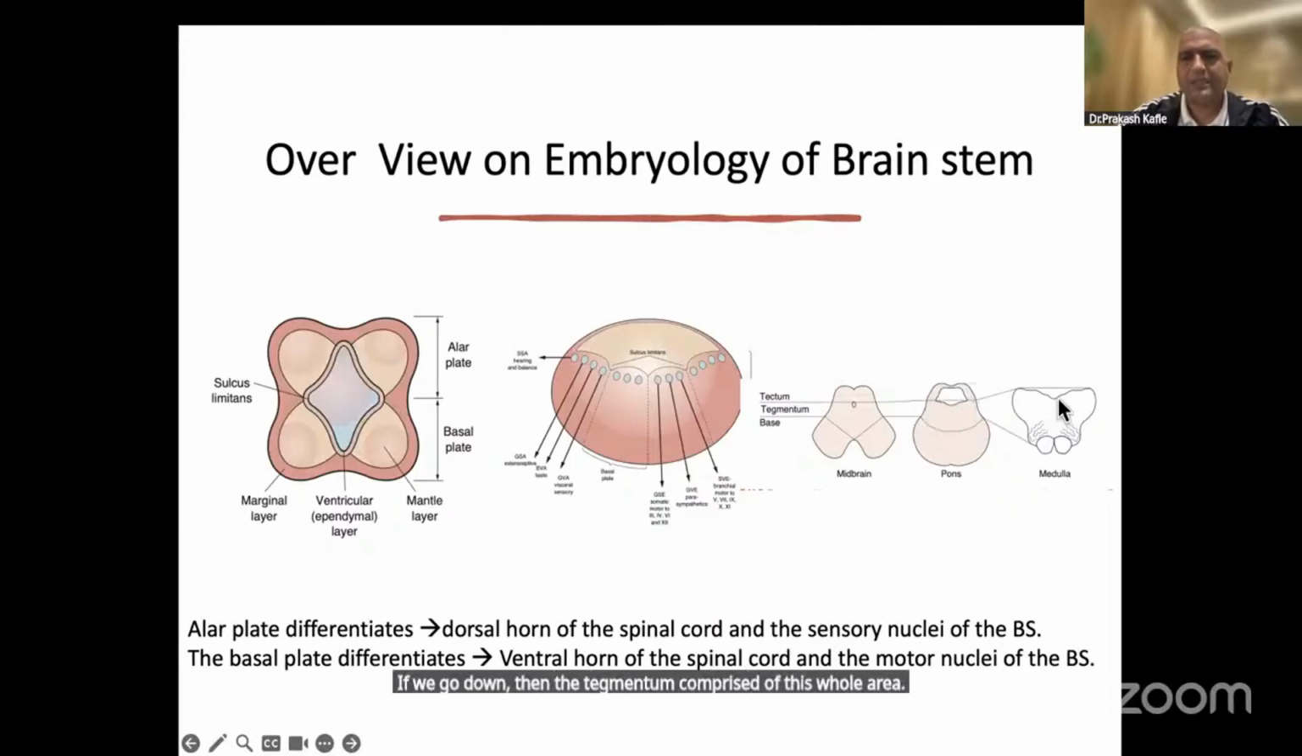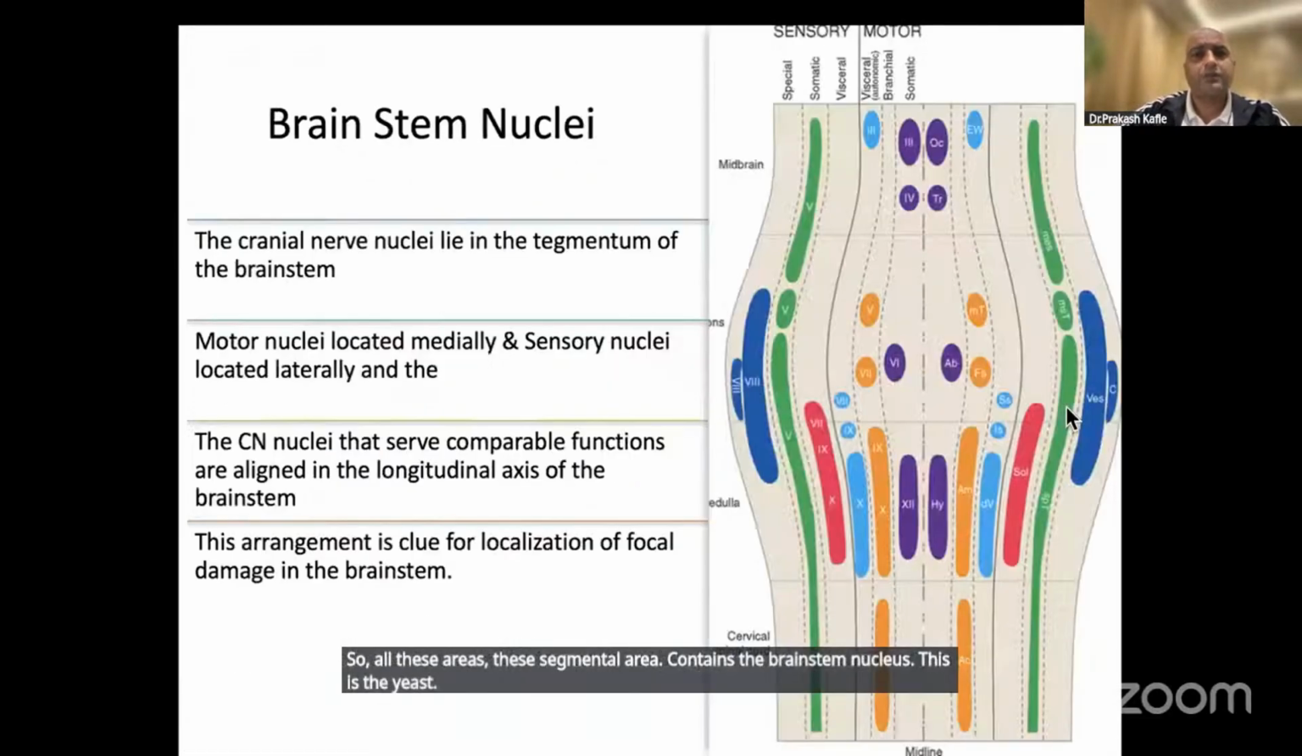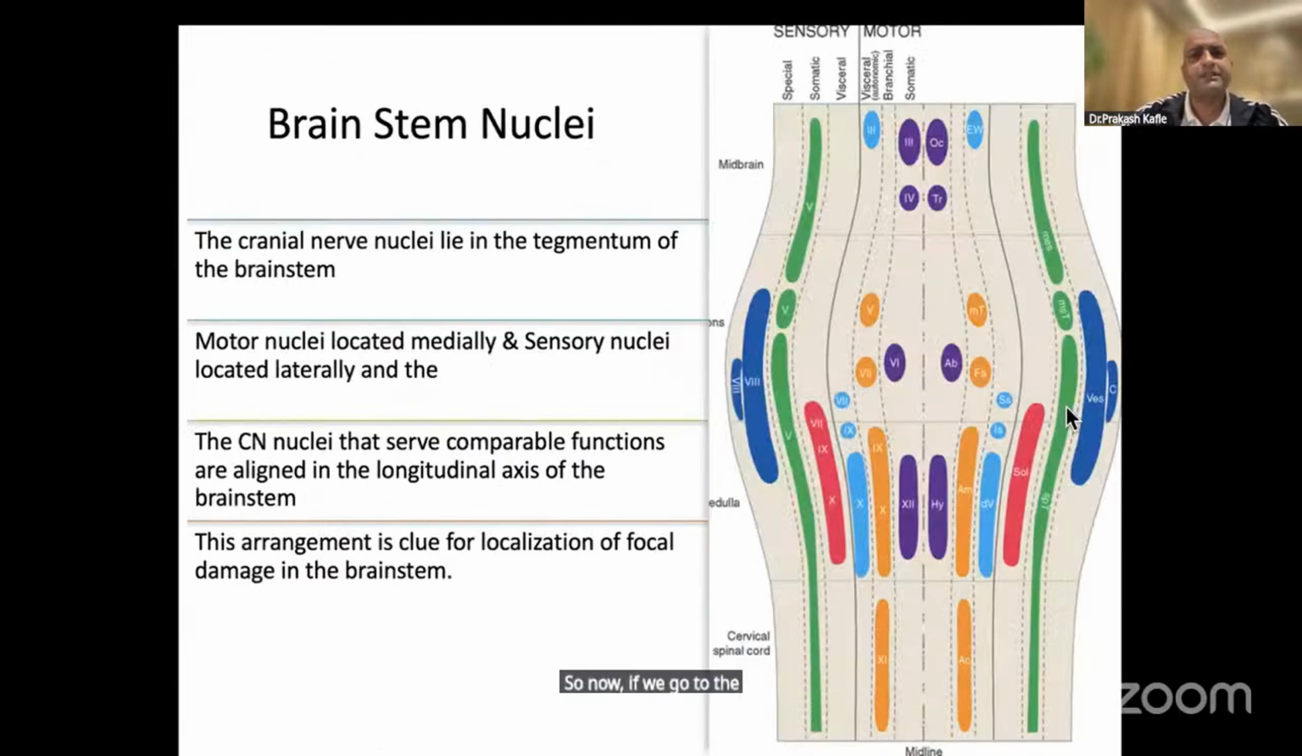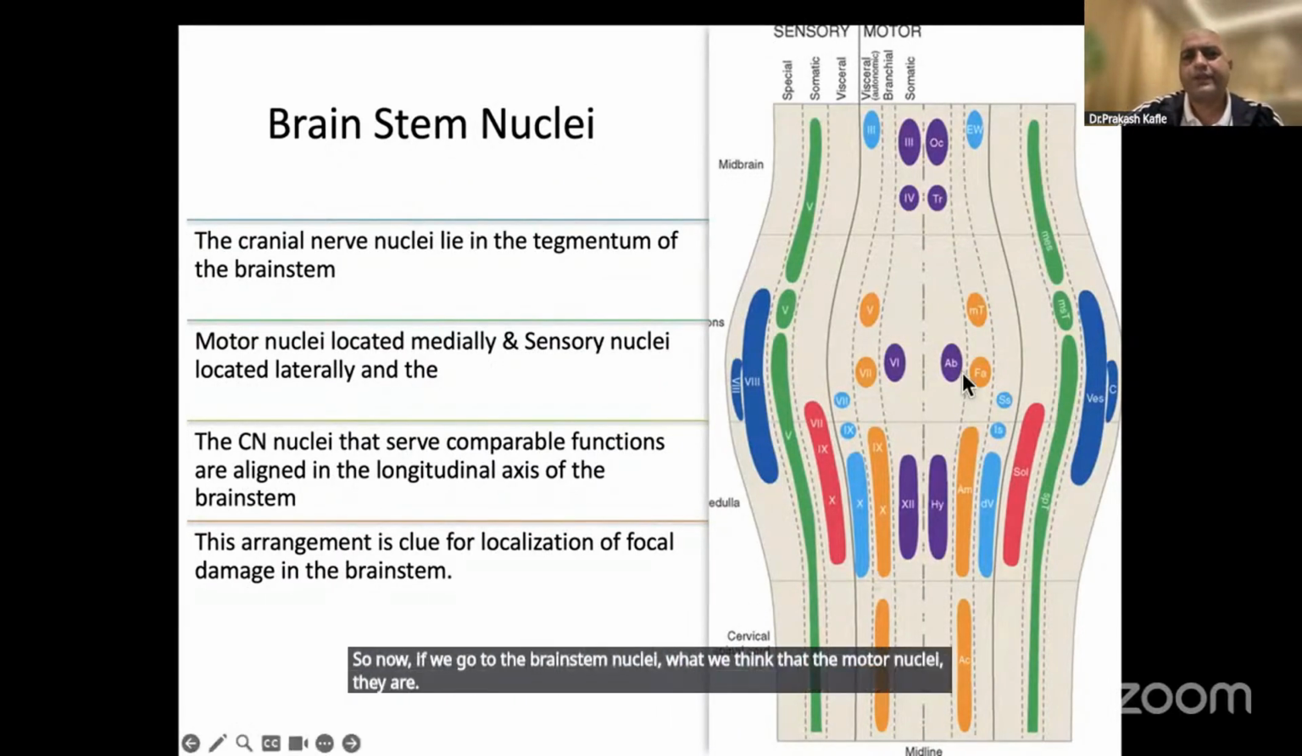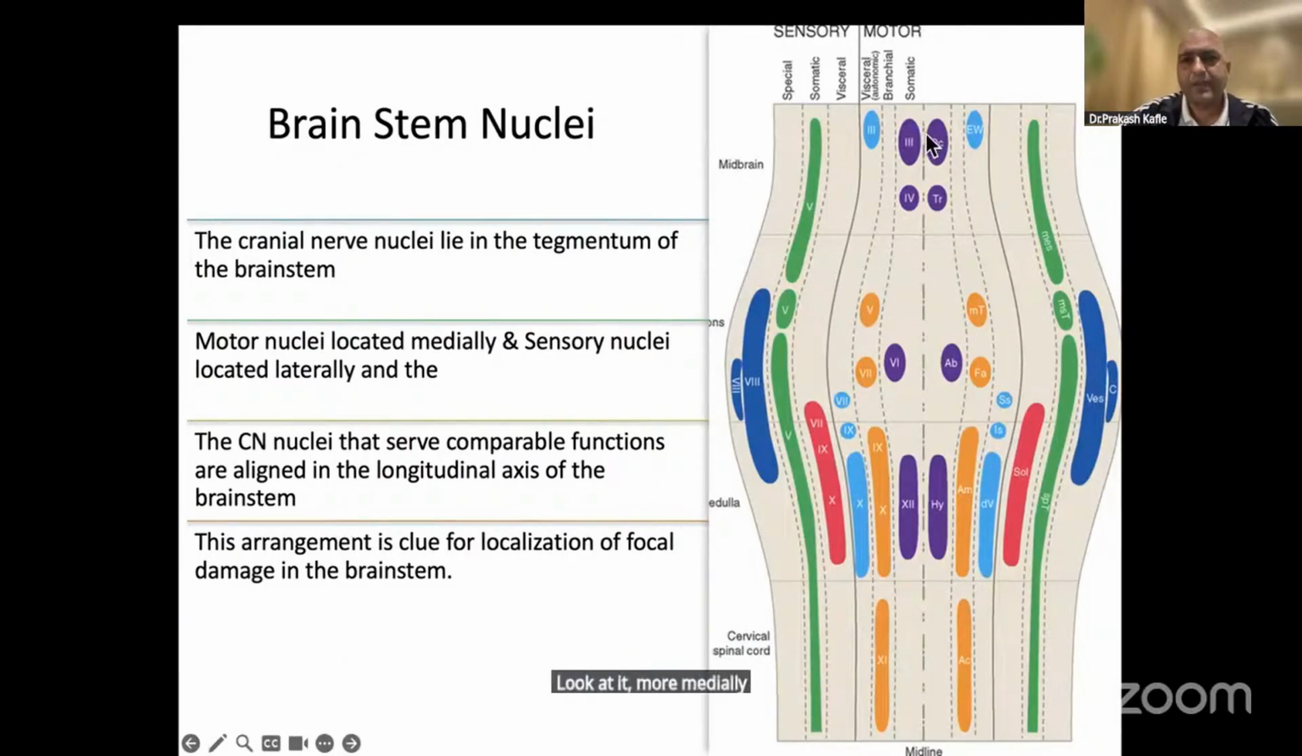But if we see the medulla, the whole part of this area is comprised of tegmentum. So all this tegmental area contains the brainstem nuclei. This is the gist. Now if we go to the brainstem nuclei, the motor nuclei are located more medially. So this is the midline structure.